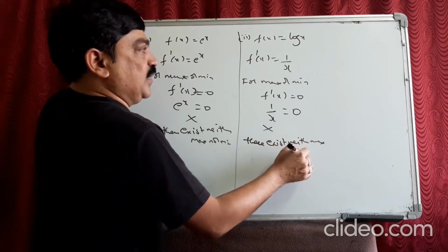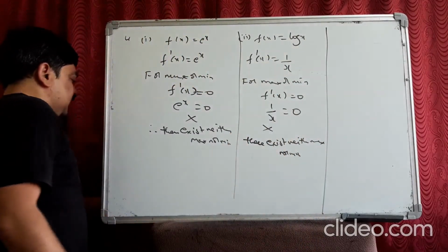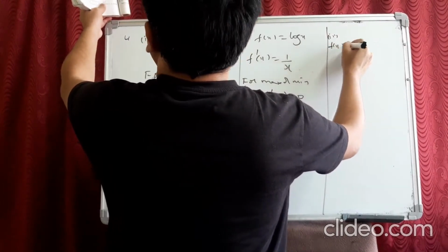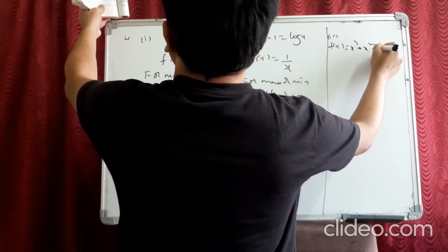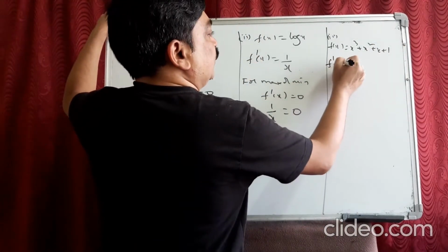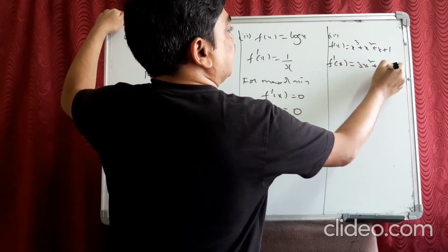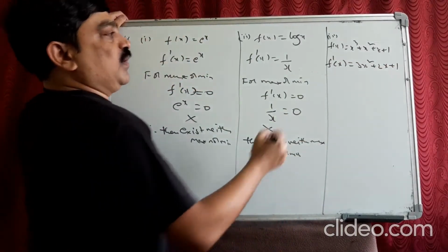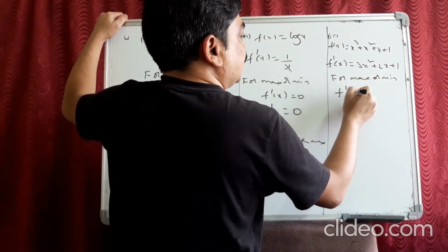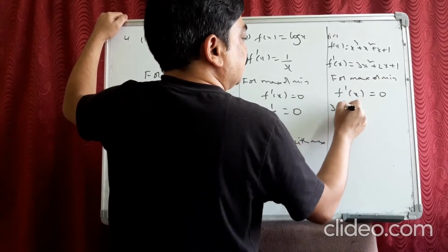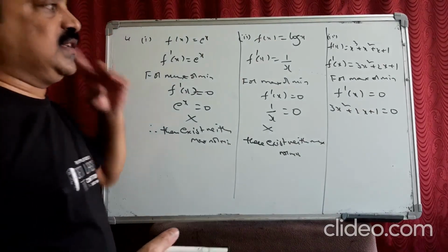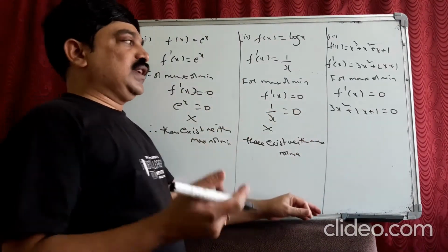nor minimum. In the same way, third one, you are given some function, a polynomial, f of x is equal to x cube plus x square plus x plus 1. Okay, let us see. F dash of x we do 3x square plus 2x plus 1. For maximum or minimum, what should happen? For maximum or minimum, f dash x should be equal to 0. That means 3x square plus 2x plus 1 should be equal to 0. Let us see whether we get the factors. We don't have factors here. So let us go with the formula.